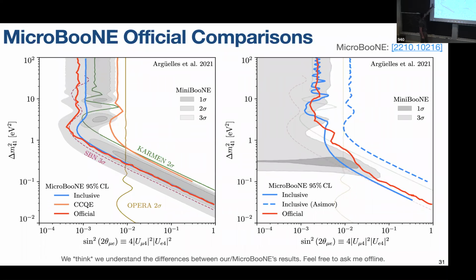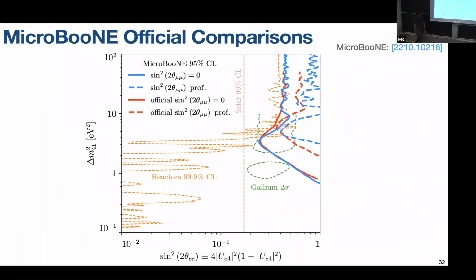We think we understand why they got a little bit better sensitivity at high delta m squared than we did, but all this is to say we think we did a pretty spot-on job for, again, a handful of theorists not working with that data. And then they also did this analysis looking for electron neutrino disappearance, and again, we think we did a pretty dang good job. Again, unfortunately, it's not as competitive with other probes for this type of physics.